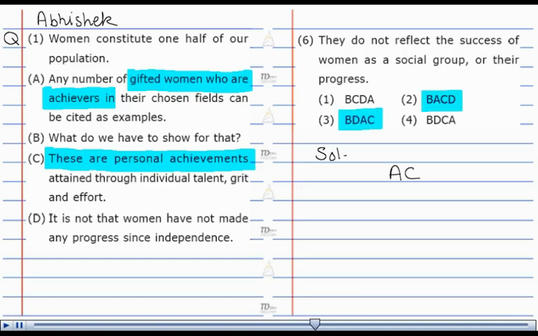Now, this link AC is available in options 2 and 3. So, we can say that we eliminate options 1 and 4 as the answer. Now, all we have to do is see whether option 2 or 3 is the answer.